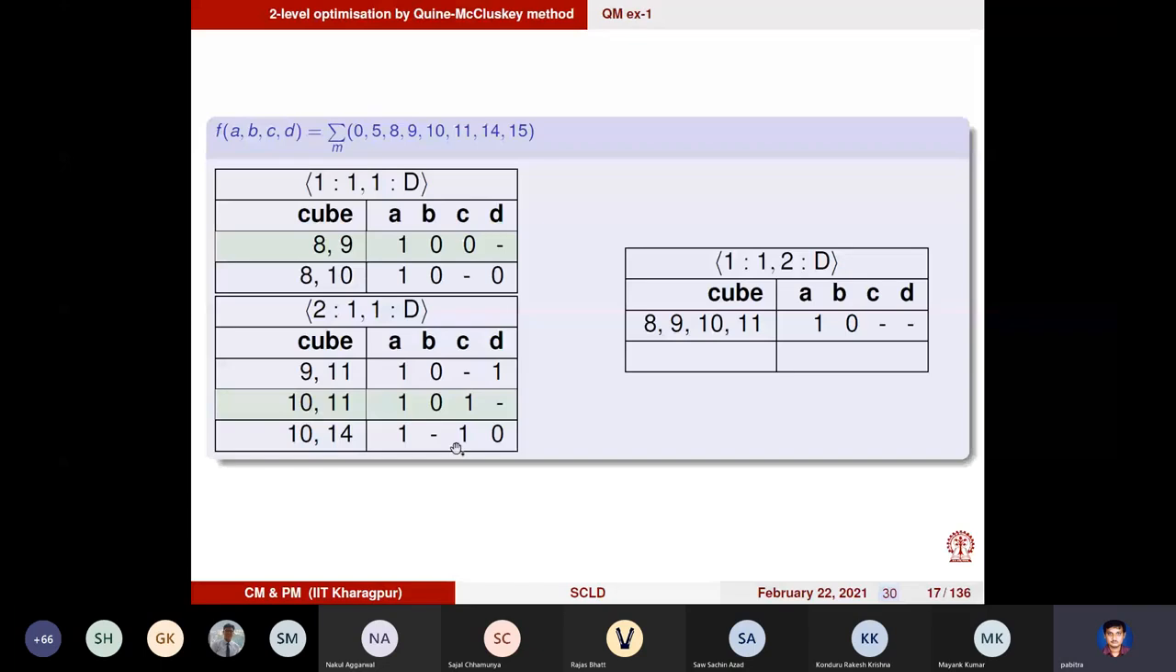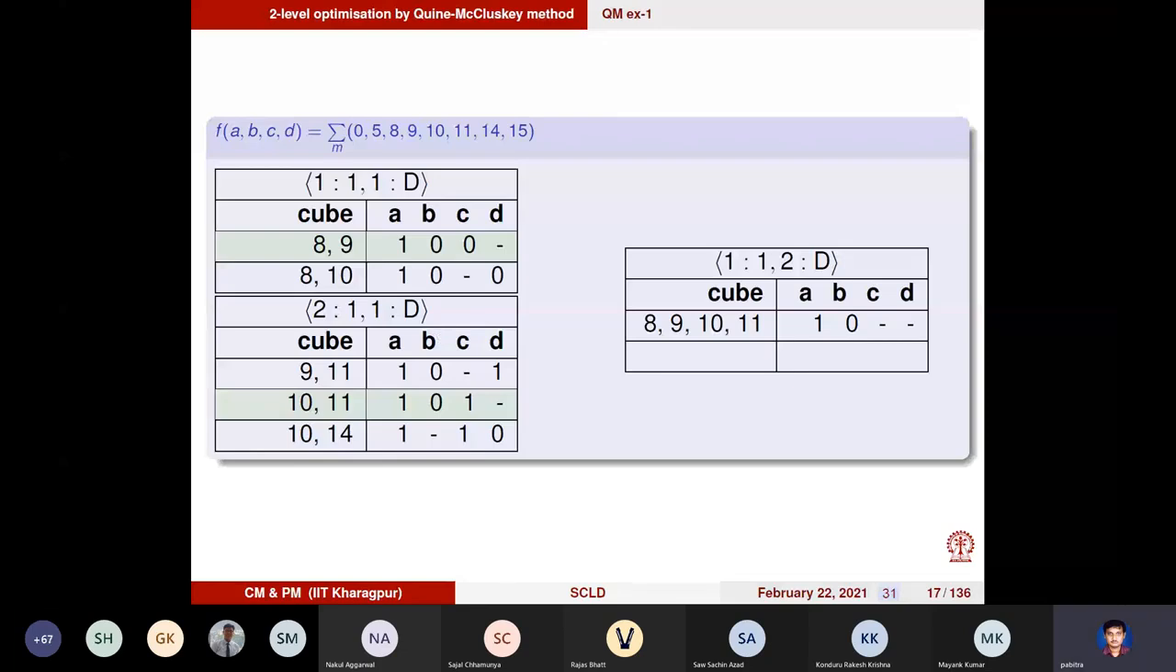Note one thing: in each of these tables that I get, I put some kind of a marker, let's say a tick mark, on the two rows of this table which were combined with at least one other. So 8, 9 was combined with 9, 11, I put a tick. 8, 9 was also combined with 10, 11. 9, 11 was combined with 8, 9, so I put a tick. 10, 11 was also combined with 8, 9. So any row that got combined with at least one other thing, I put a tick.